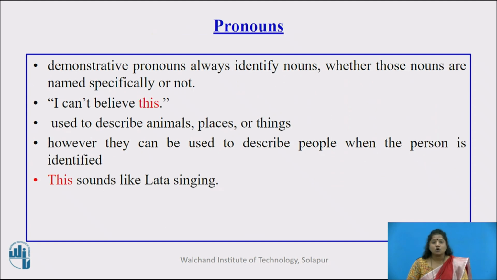Demonstrative pronouns always identify nouns, whether those nouns are named specifically or not. For example, I can't believe this. In this sentence, we do not know what this is, but instead, a demonstrative pronoun can be used to talk about it. It is also used to describe animals, places, or things. However, they can be used to describe people when the person is identified. For example, this sounds like Lata singing.